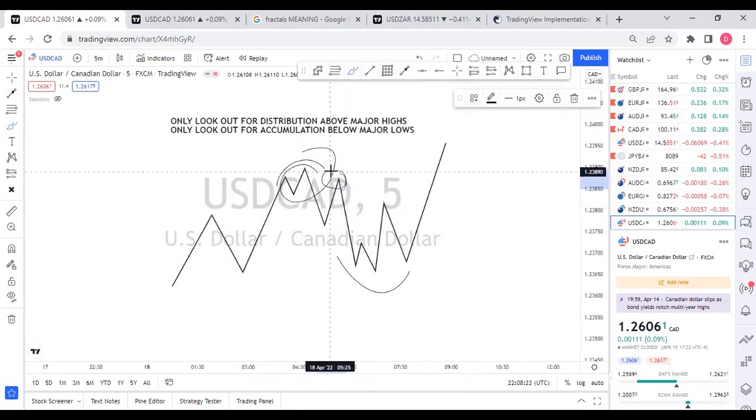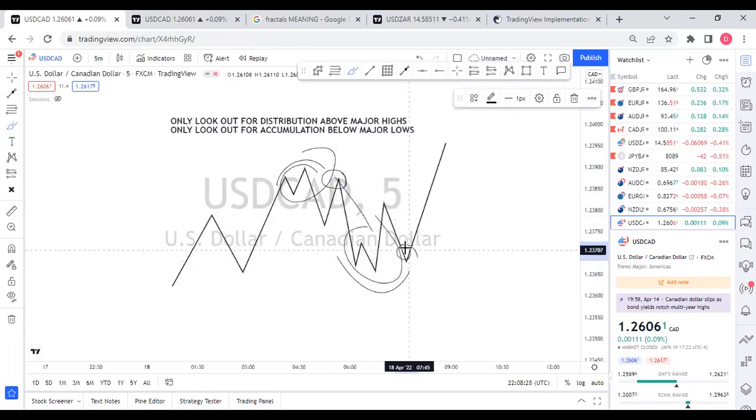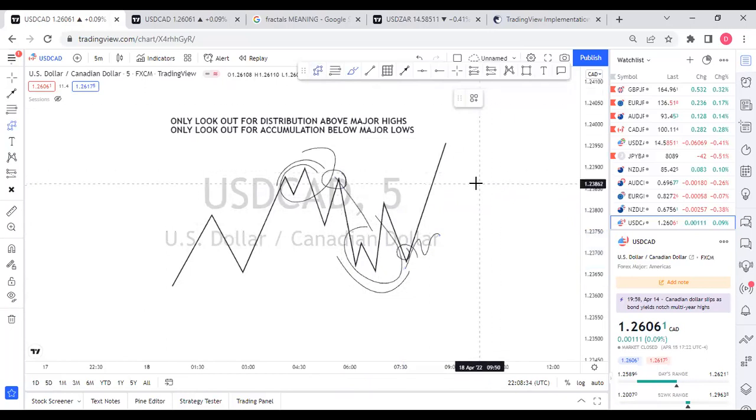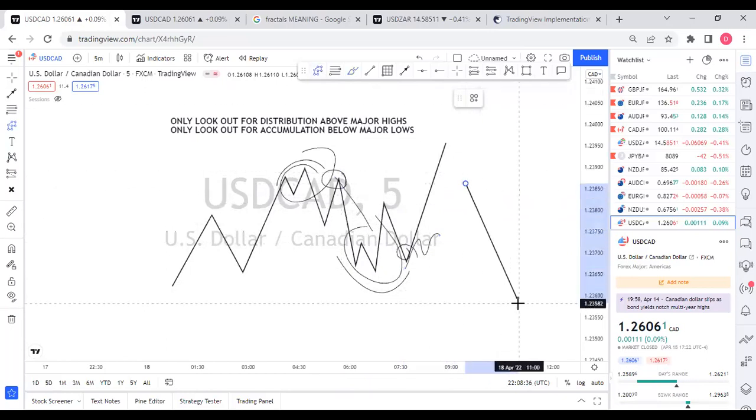What is happening inside of here is redistribution. Okay, right? This is accumulation. What is happening inside of here is what? Reaccumulation. So this is how you can even play it. So much so, very structured.